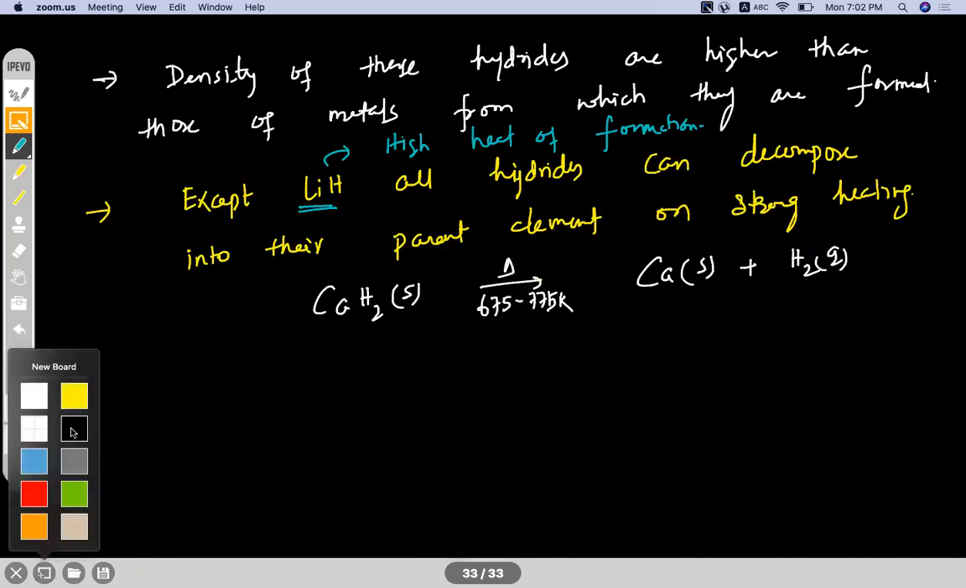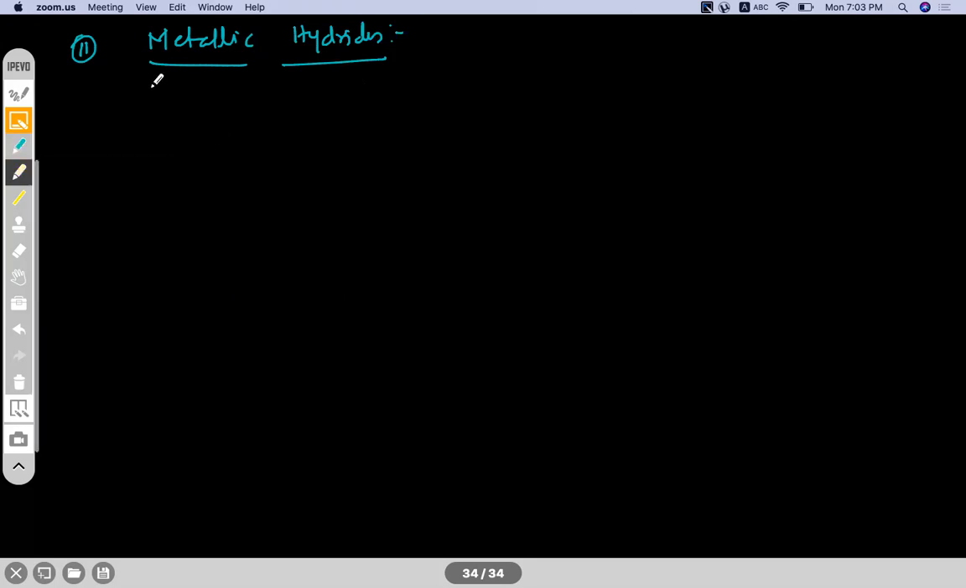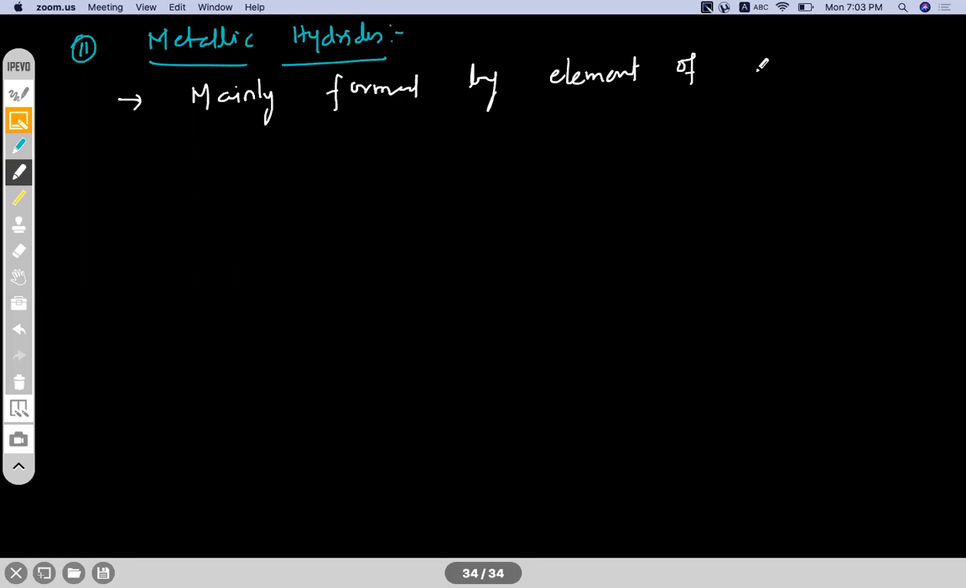Okay, the second type of hydride you see: metallic hydrides. Non-stoichiometric and interstitial hydrides are also what we call them. They are mainly formed by elements of the d block, and it's not like all elements form this kind of hydride, okay?